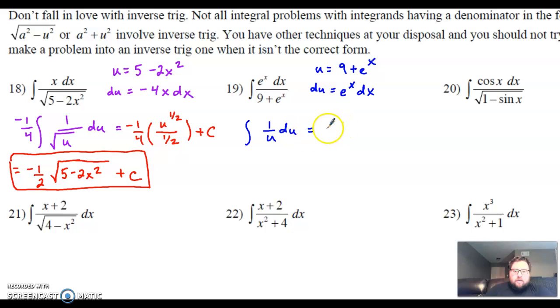Integral of 1 over u is natural log, absolute value of u, plus c. Plug your u back in, and since 9 plus e to the x is always positive, we don't need the absolute value parts. Just regular parentheses will be fine.